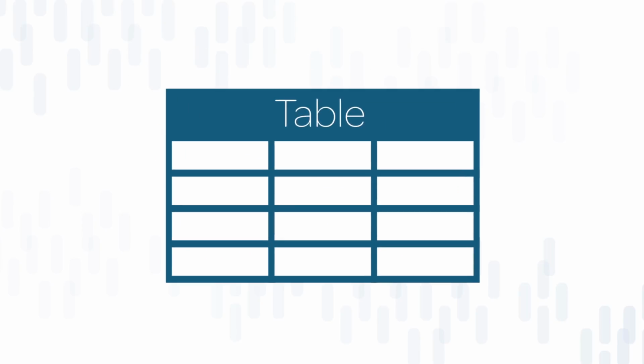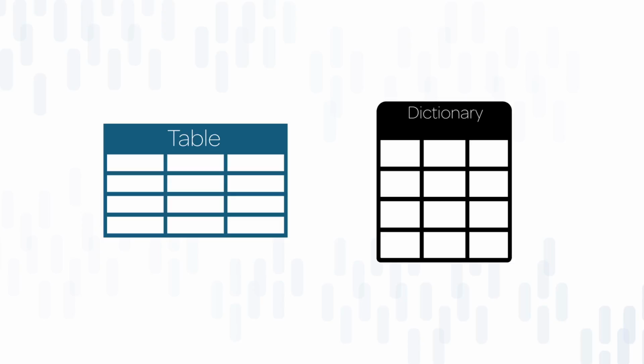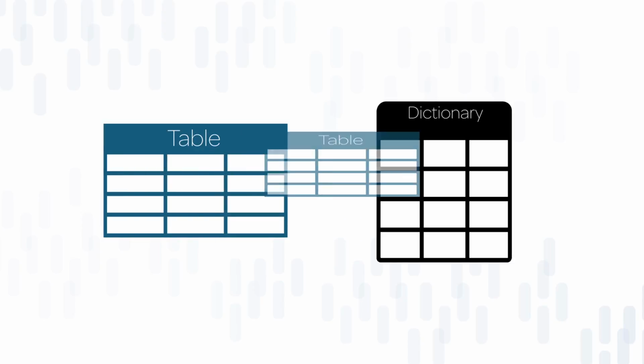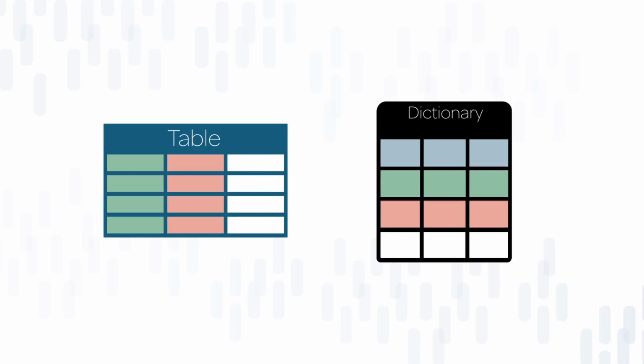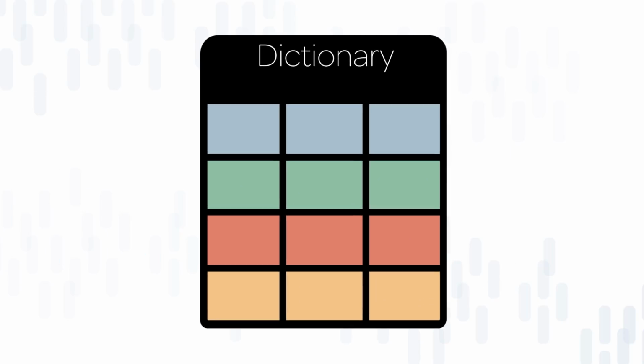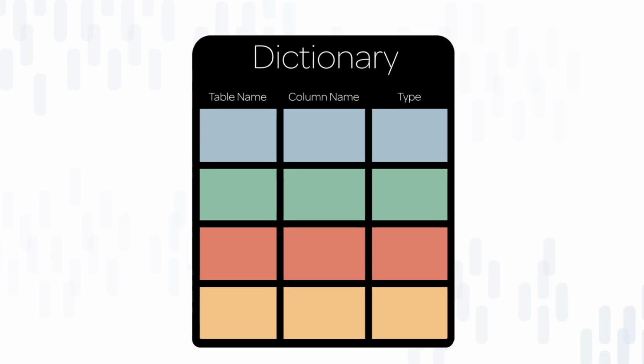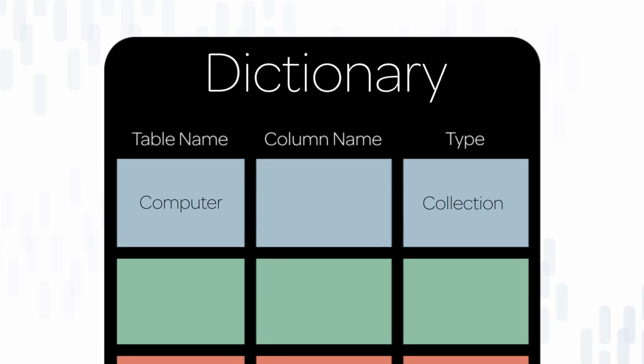The data in your instance is stored in tables. The dictionary defines how the data in tables is organized. It includes an entry for each table and every column in each table. Dictionary entries have the following values: table name, column name, and type, short for data type. Dictionary entries for tables in this list always have a blank column name value and a type of collection.